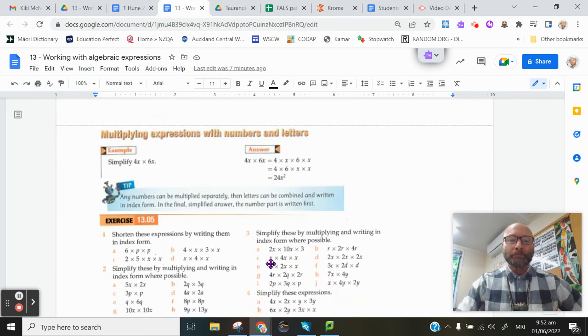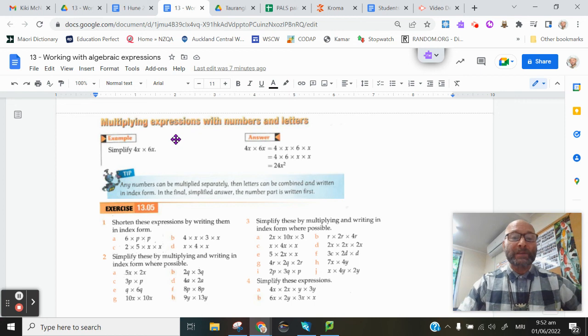Okay, moving along. We're also going to be multiplying expressions with numbers and letters. For example, let's simplify 4x times 6x. We can write 4x times 6x as 4 times x times 6 times x. And we're going to group together the numbers. 4 times 6 gives us 24, and x times x gives us x squared. And the tip: any numbers can be multiplied separately, then letters can be combined and written in index form.